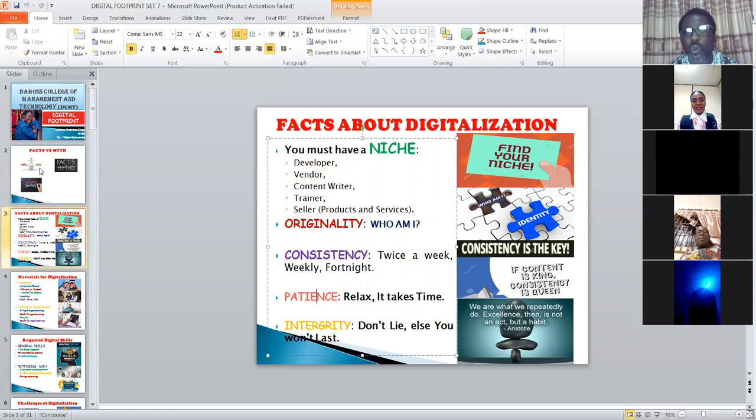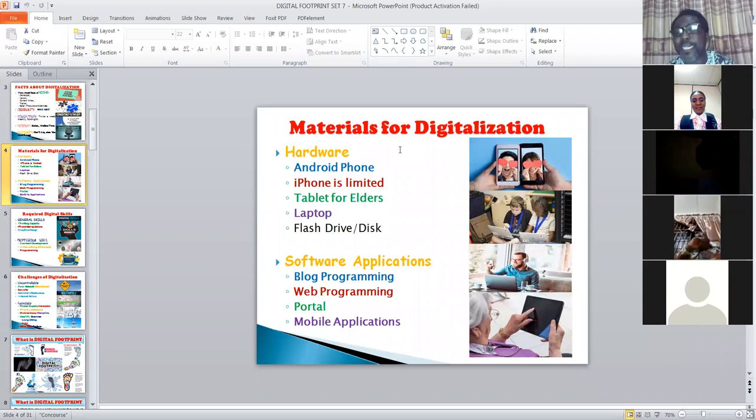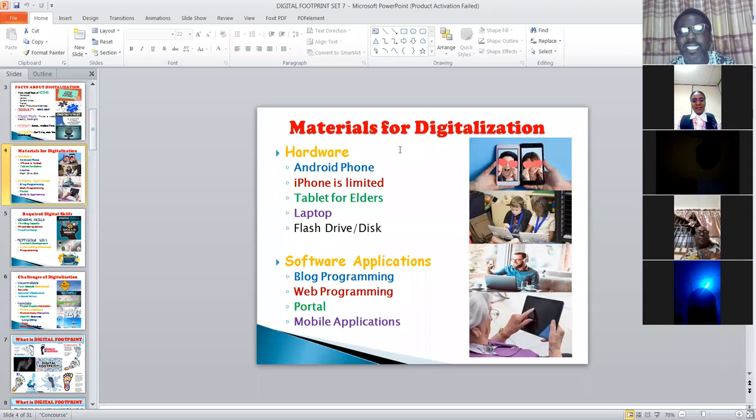And apart from that, what are the materials you need for digitalization? Number one, there are some hardware materials and there are some things you need which are software applications. One of the hardware materials is your Android phone. You see, you need an Android phone. As at this level now, your phone is more important than you ever thought before. Android phones are better than iPhone. The reason is that iPhone is limited because of the applications. Some of the applications are developed basically for Android phone.